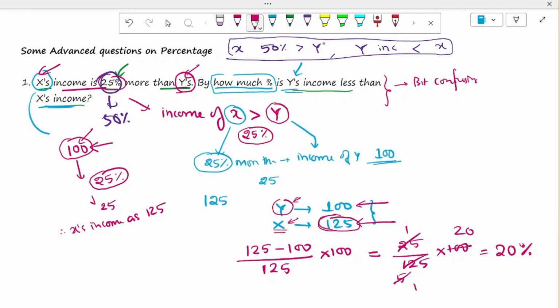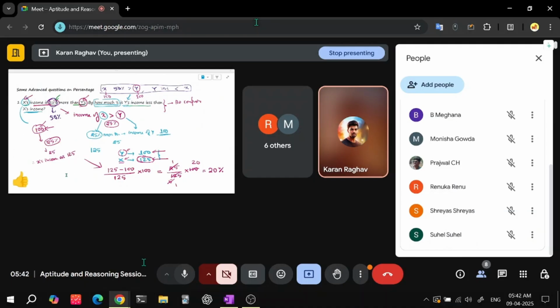Consider income of Y as 100. Okay. And this will give you income of X as 150, because X is getting much higher income than Y, so it will be 150. And follow the same procedure to find the answer. Can you give me the answer for this question? It is simple. Just follow the same procedure.